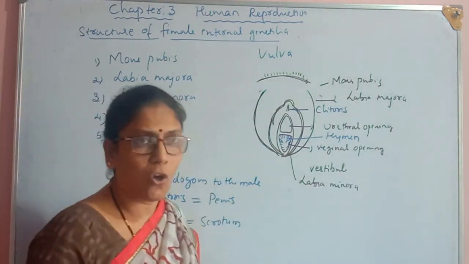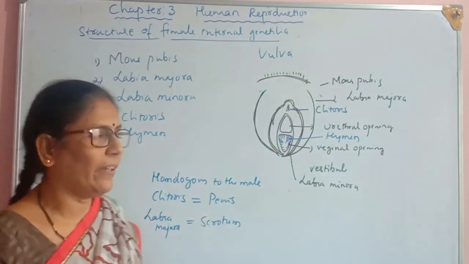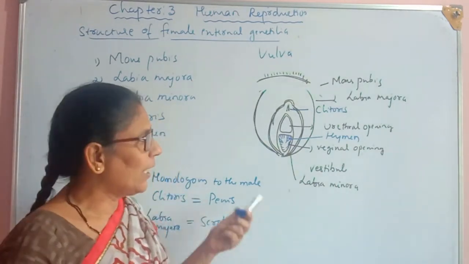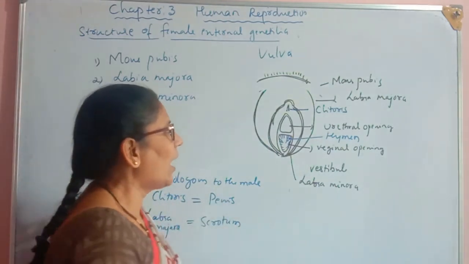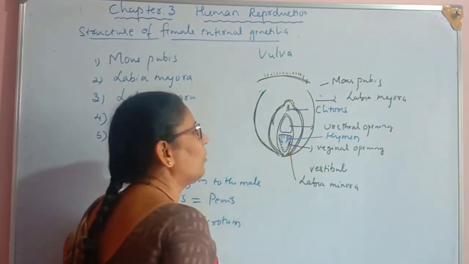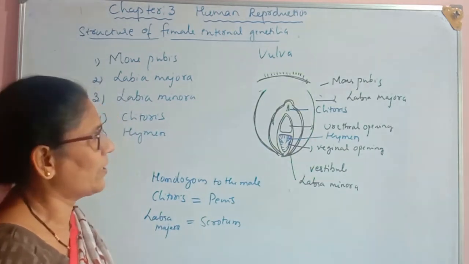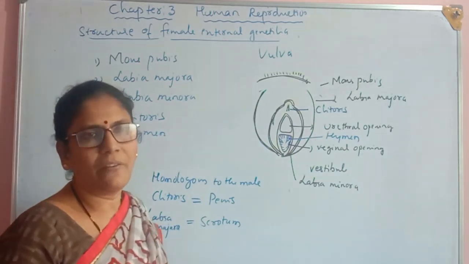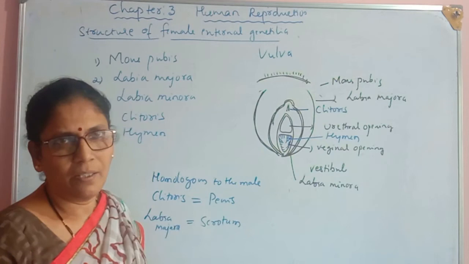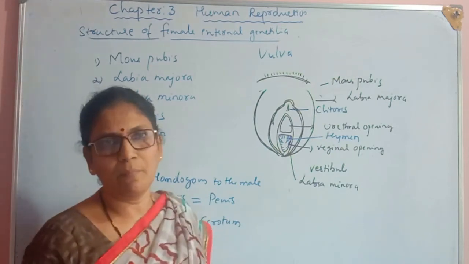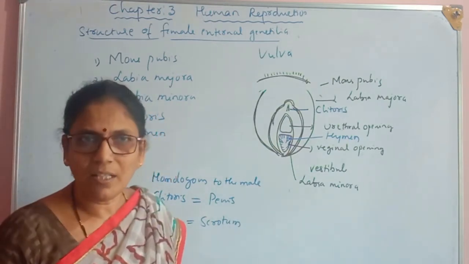Usually the hymen is torn after the first intercourse. But sometimes, due to heavy activity in the female, it may rupture before intercourse also. So we have to keep it in mind. The hymen is a partially covering membrane of the vaginal opening. Usually it ruptures after first intercourse, but sometimes before intercourse, due to heavy activities, athletics or cycling, the hymen may rupture, and so we should not keep any misbelief about it. So this is the structure of the female external genitalia.